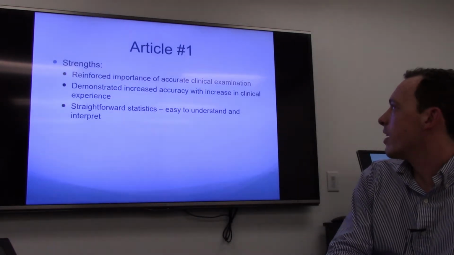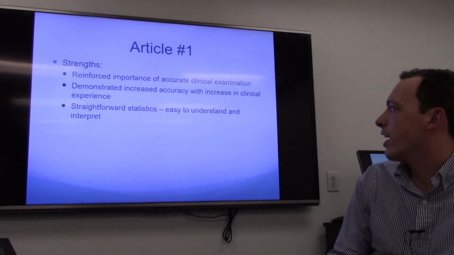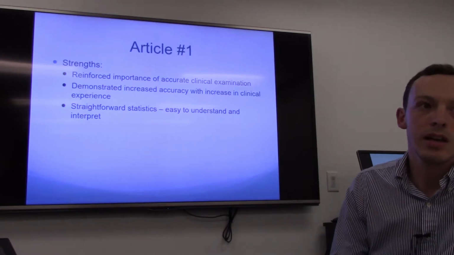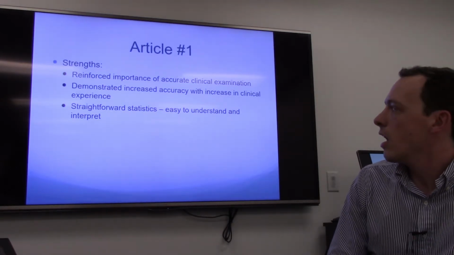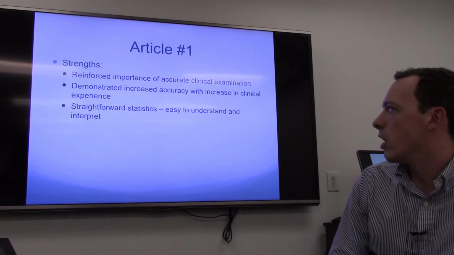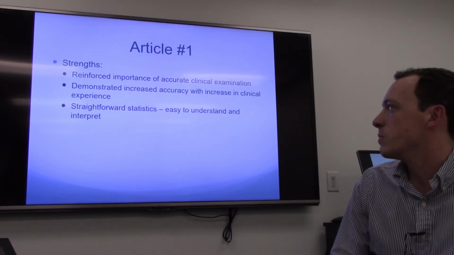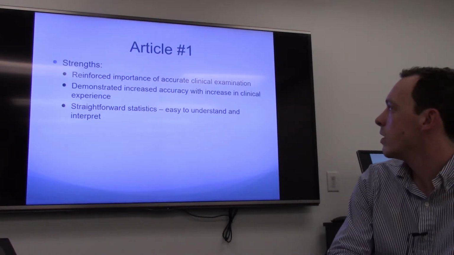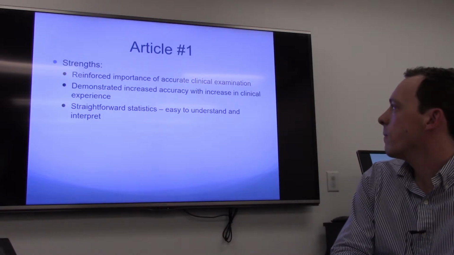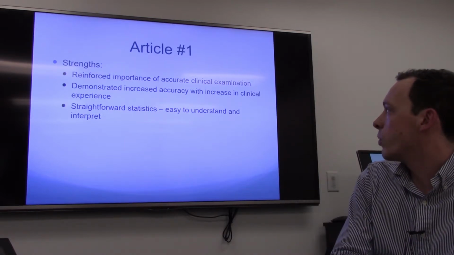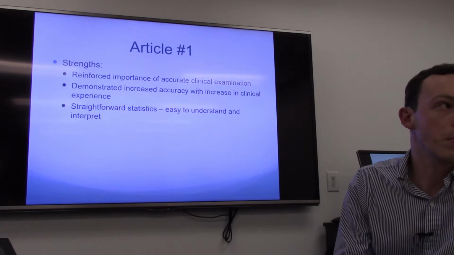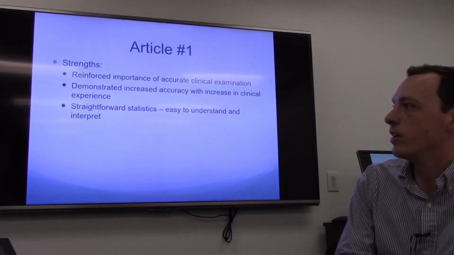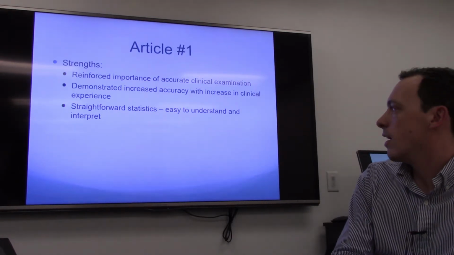I like the study in that it demonstrated an increased accuracy with the clinical experience, which I thought was a nice touch to the study. With an experienced surgeon, obviously better able to detect these meniscal tears than a 4th-year resident, so definitely a practice effect to it. And the statistics were pretty straightforward, easy to understand and interpret, and didn't get too bogged down in analysis and that type of thing.